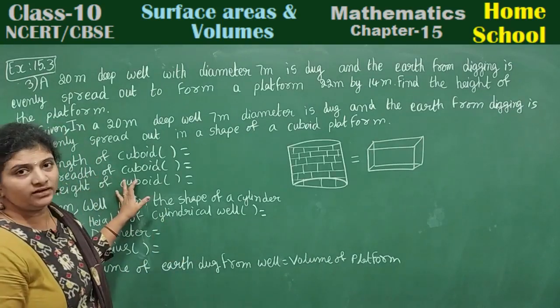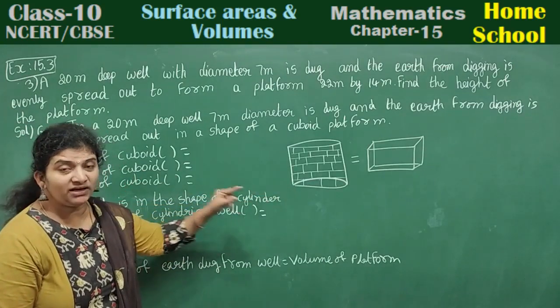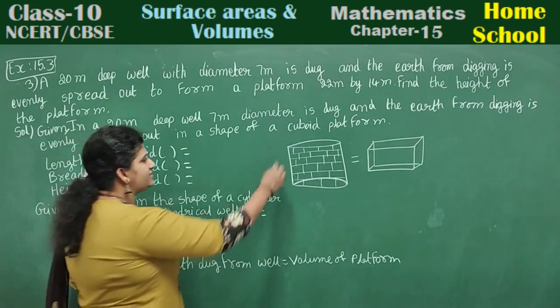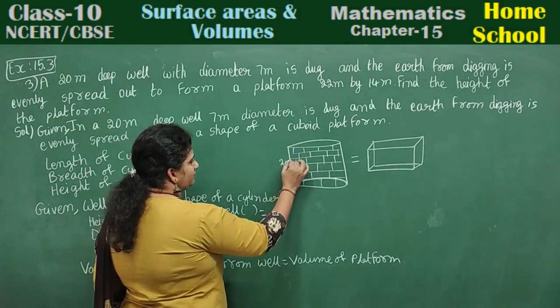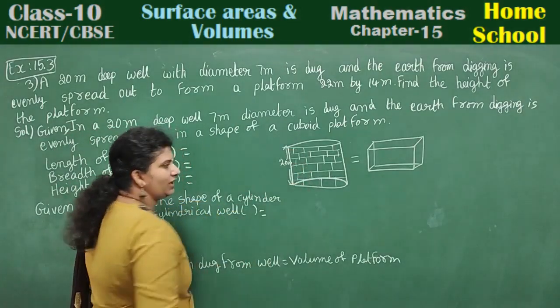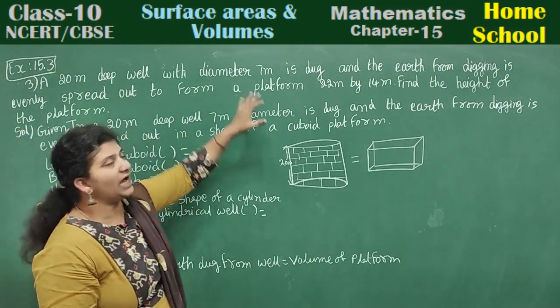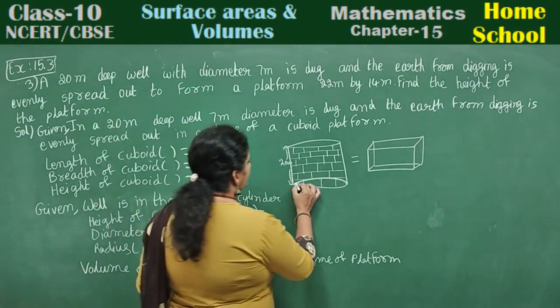A 20-meter deep well. Can you imagine the well? A 20-meter deep. Deep in the sense, height of the well. From here to here, height is 20 meters. A 20-meter deep well with diameter 7 meter.